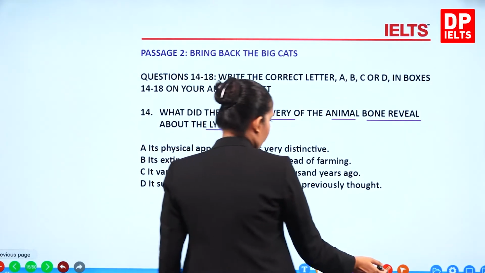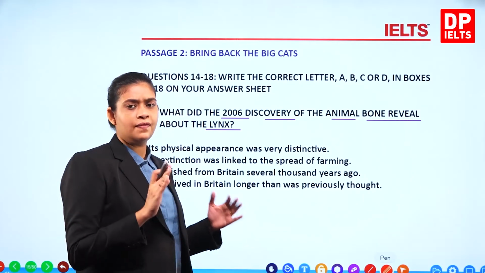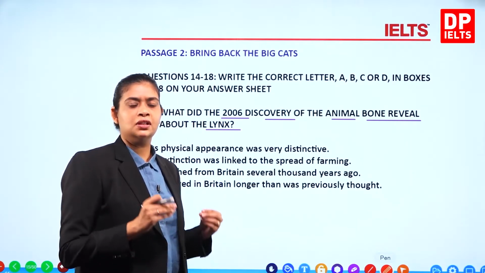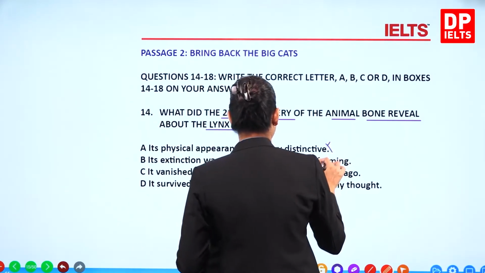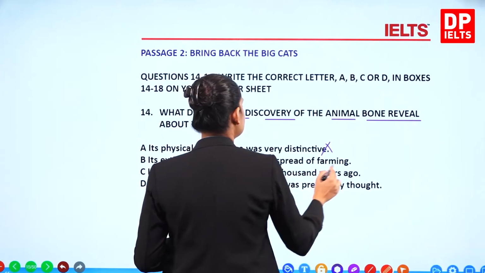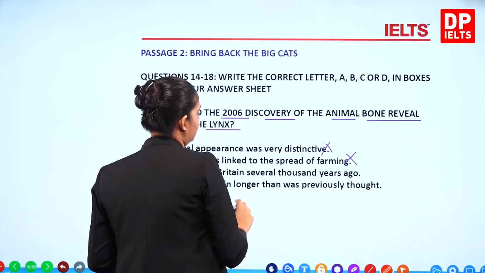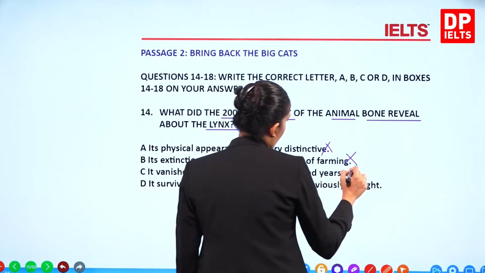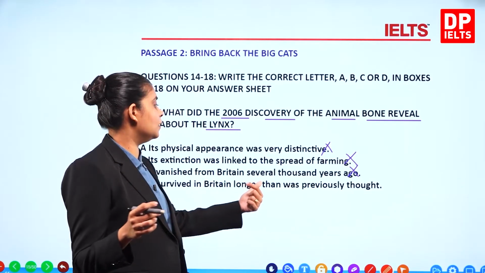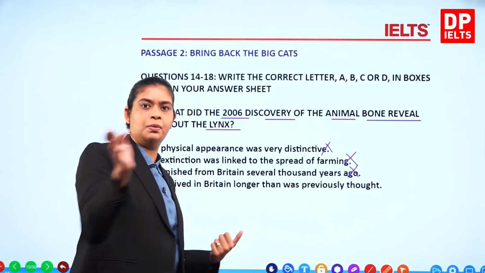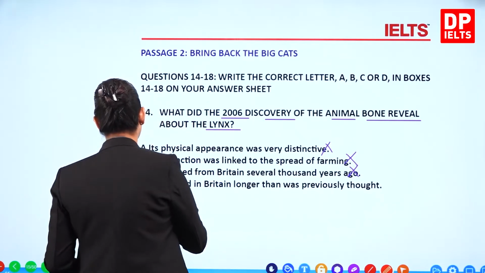Does it talk about the physical appearance being very distinctive? No. Distinctive means they're very different, special, you can see the features, right? No, it doesn't talk about that. They say it's the same. It never spoke about farming. It didn't say it vanished, never spoke about it, but it does say it survived in Britain longer than it was previously thought. Yes, it would probably come about 5,000 years forward. So, seems like an okay answer.